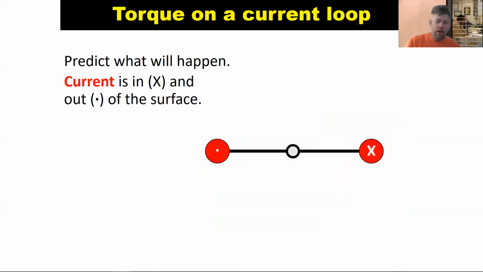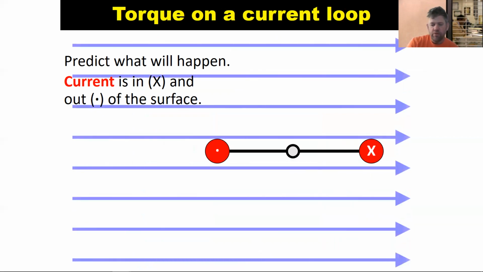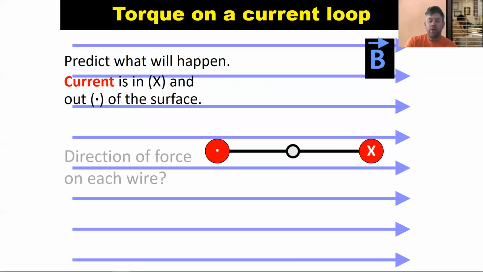All right. Last bit. Predict what will happen if the current is X and when the current is going in and when the current is going out. All right. So what we're going to see here is there's our B field line, right? So we want to know what's the direction of force on each wire. All right. So if the current is in for the X, let's start on the right side. Okay. So current's going in.